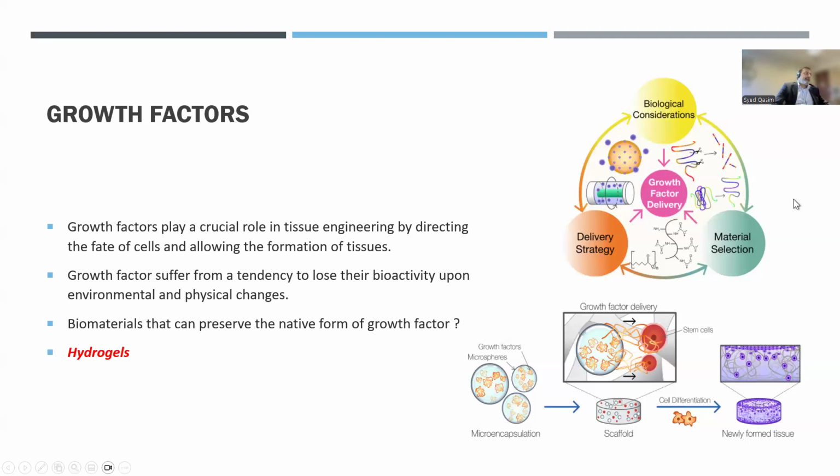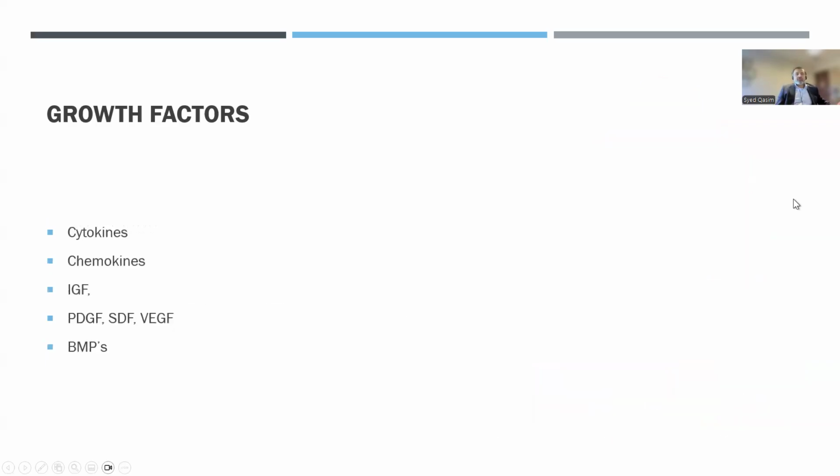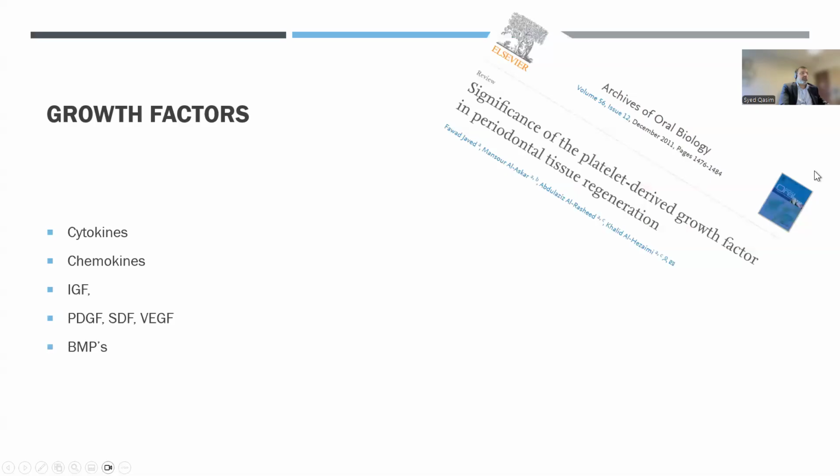Okay. Now, what can these growth factors be like? They can be platelet-derived growth factors, SDF, VEGF, vascular endothelial growth factors, bone morphogenic proteins, insulin growth factors, chemokines, cytokines, and there is a huge number of growth factors that come into play.